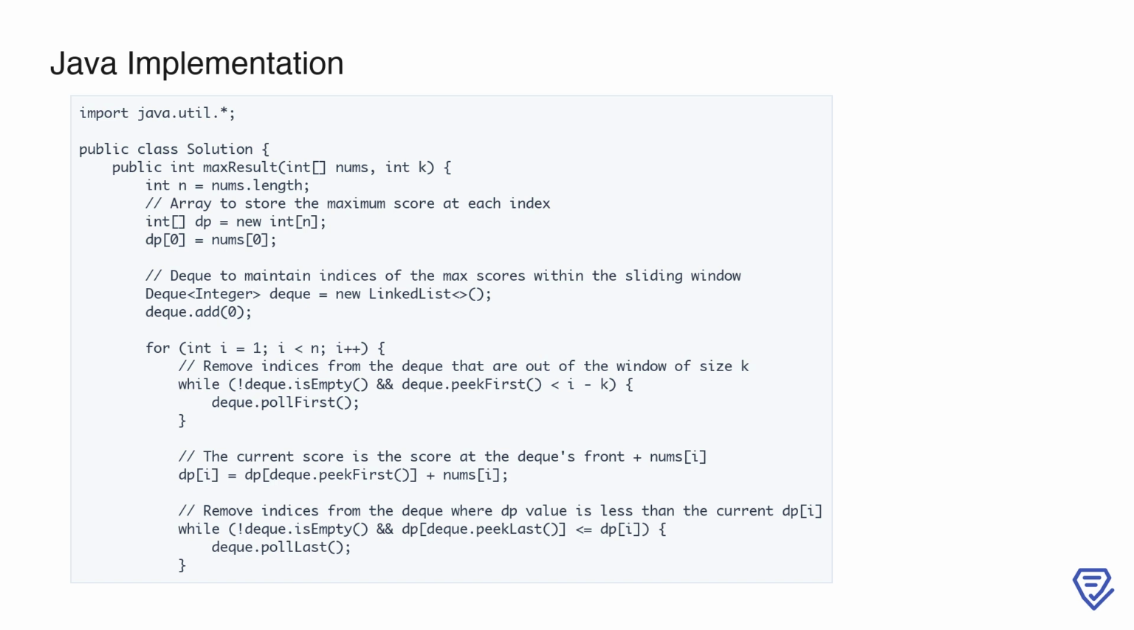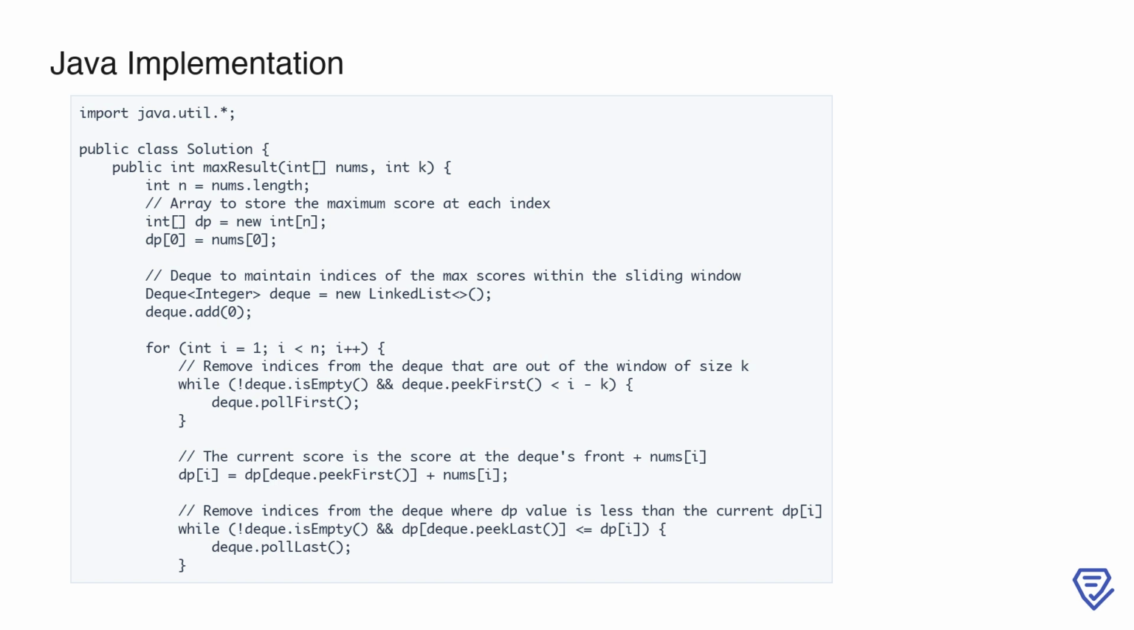This ensures that the deque always contains valid indices within the range of the last k elements. The new score at dp[i] is then calculated as the sum of the maximum score from the deque's front and the current value nums[i]. This step ensures that we are always building the maximum score achievable up to the current index.